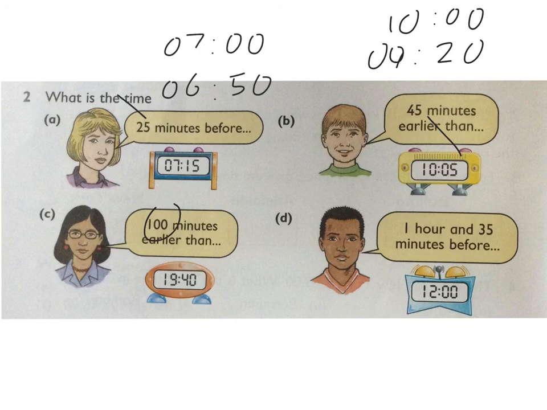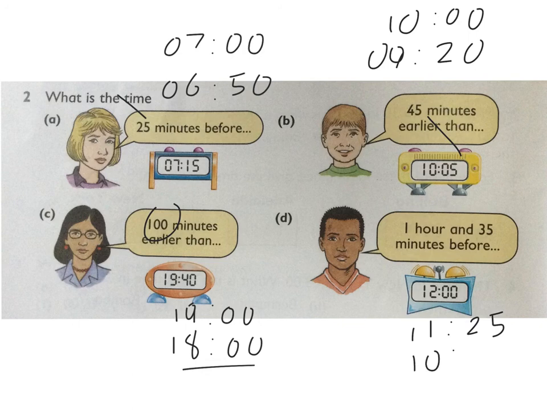100 minutes earlier. 100 minutes is 1 hour and 40 minutes, so that works well. Take away the 40 minutes, which brings you to 19:00. Take away an hour, the other 60 minutes. Your time is 18, so 6 o'clock. An hour and 35 minutes before. You could take off the 35 minutes first, 11:25, and then take off an hour, 10:25.